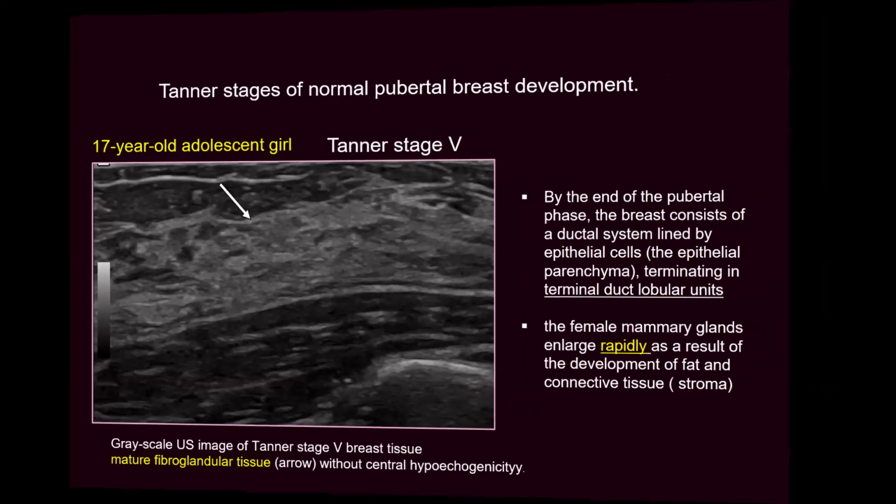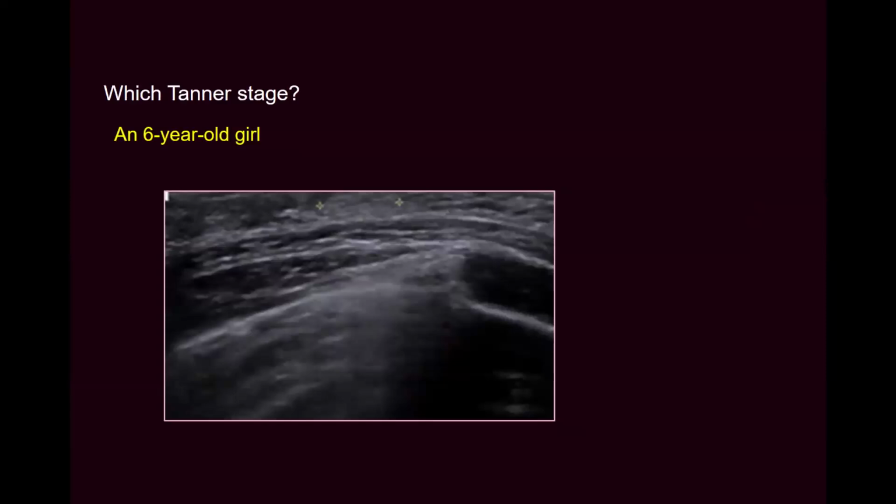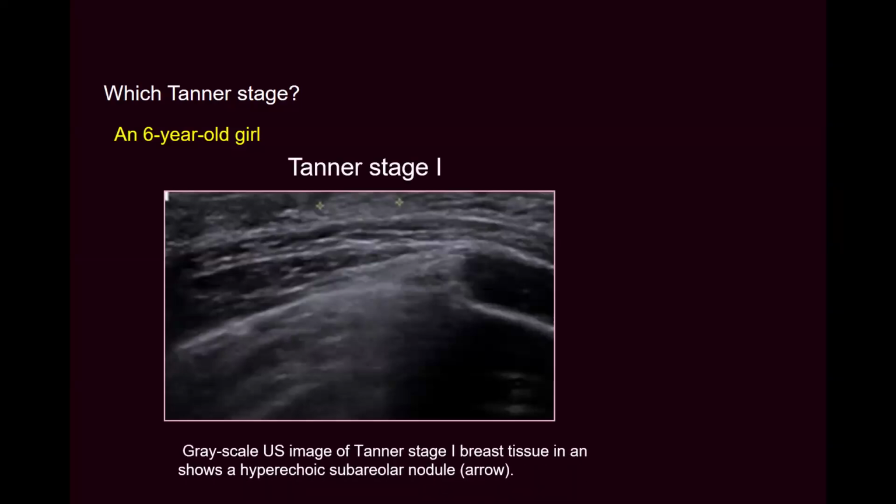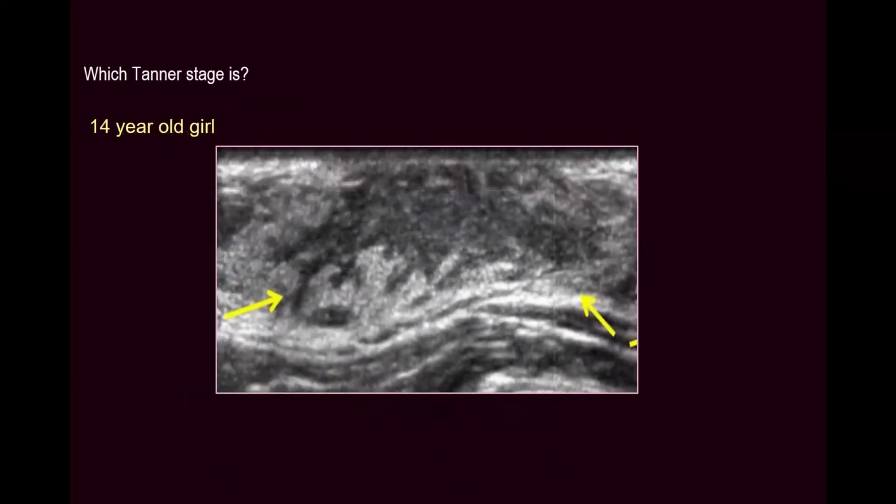This is in young pubertal ladies or girls. Which Tanner stage is this? A 6-year-old girl. It is one. Excellent. Only hyperechogenicity. This is Tanner stage 1: an ill-defined subareolar hyperechoic nodule. Tanner 1.